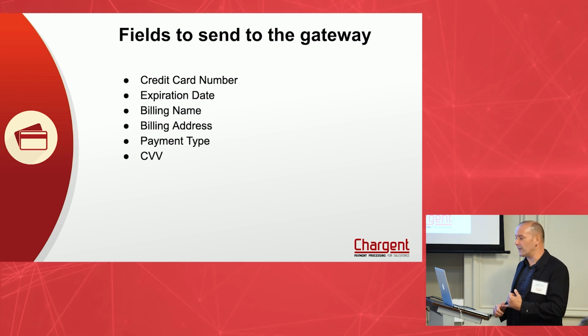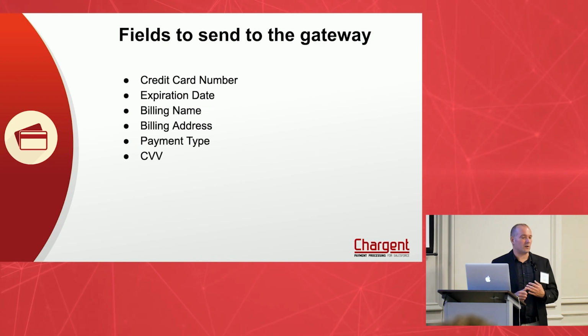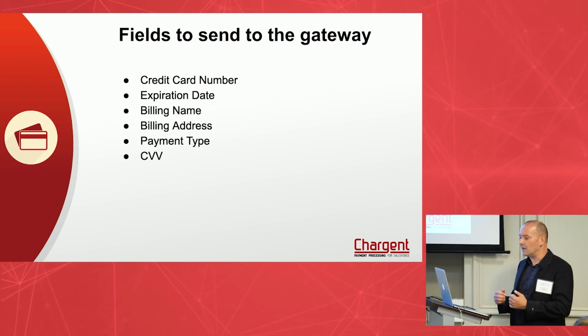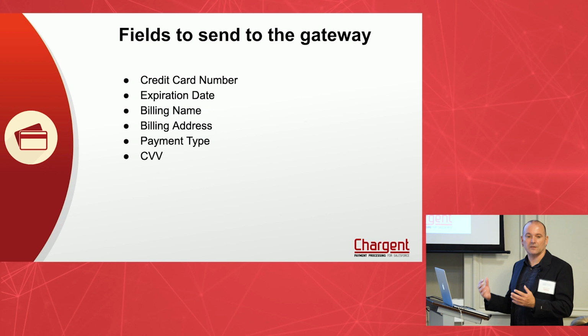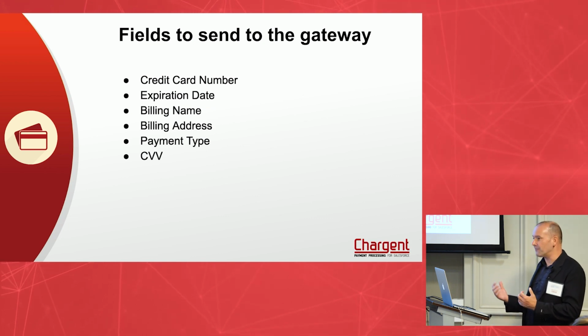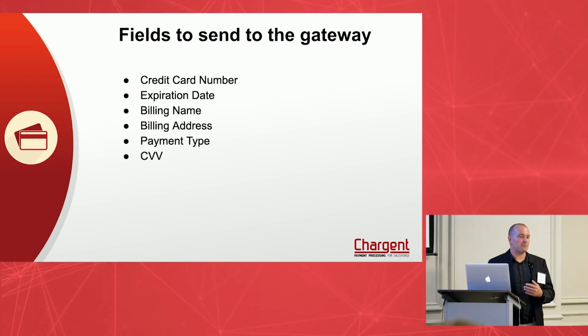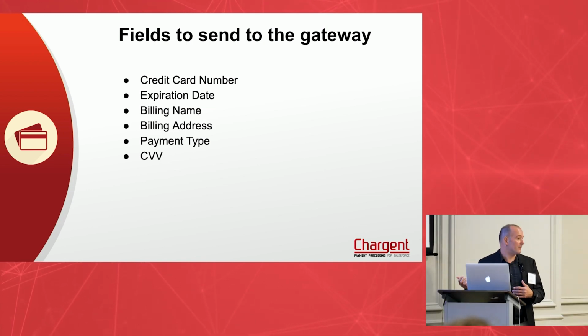There's some things that are required for the gateway to actually process that payment. You're going to need, of course, the credit card number and expiration date. It's going to require the billing address, which is the name and address, and then your payment type, whether it's a credit card or it's electronic check. CVV, CCV, CSC, called so many different things. It's basically the verification code on the back of the card. That can be controlled whether it's required or not by your settings in your gateway.